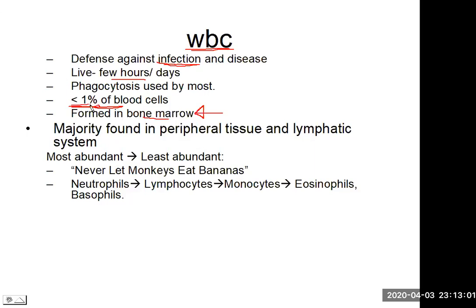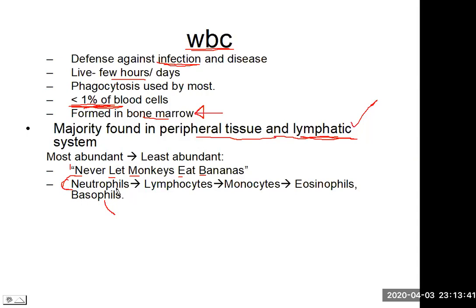So even though very few of these leukocytes are found within our blood, the large percentage of these cells are found in various other organs, outside of the cardiovascular system, especially our lymphatic organs. And just looking at their relative abundance, I always like this little mnemonic here: never let monkeys eat bananas. Of the leukocytes, the neutrophils are the most common, and in descending order, we see here the basophils are the least common type of leukocyte.